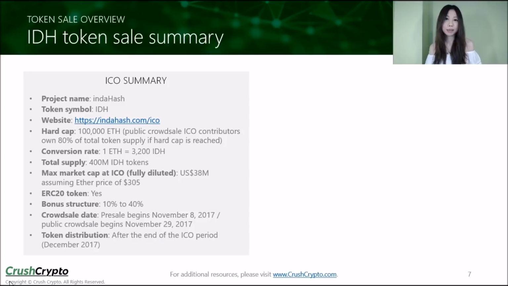indaHash is raising funds in an upcoming ICO. The pre-sale will begin on November 8th, while the public crowd sale will begin on November 29th. The hard cap is 100,000 Ether, and the conversion rate is 1 Ether for 3,200 tokens. The total token supply is 400 million and implies a maximum market cap of $38 million on the ICO date, assuming an Ether price of $305. The tokens will be distributed after the end of the ICO sometime in December.